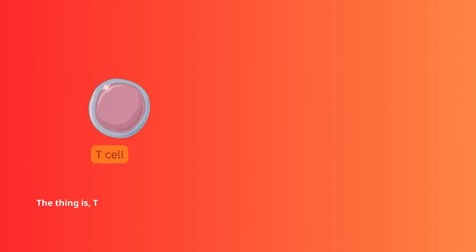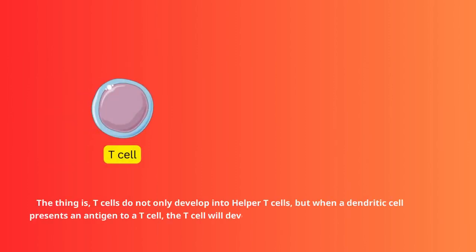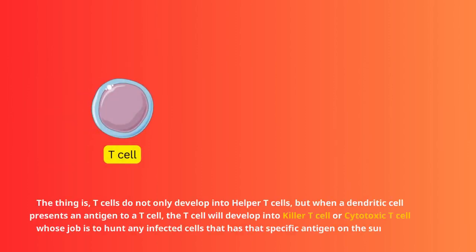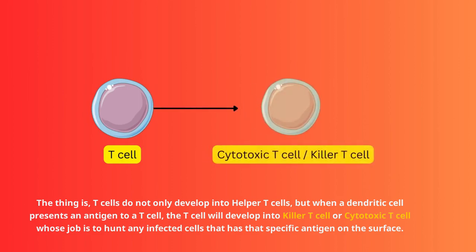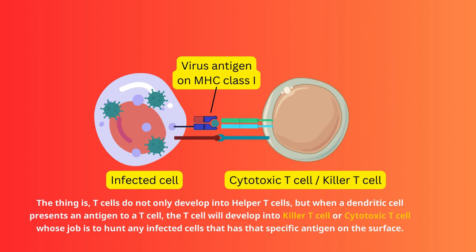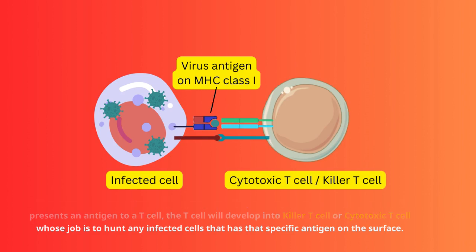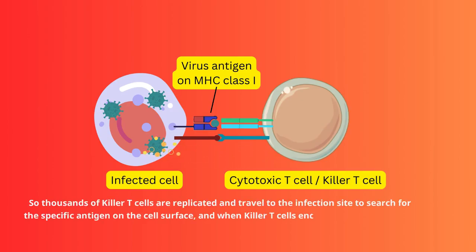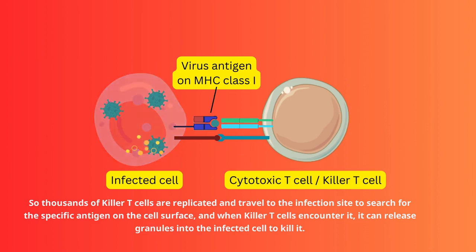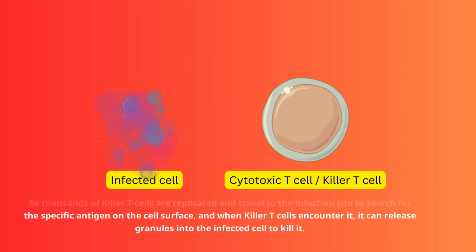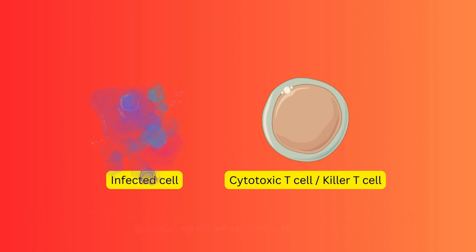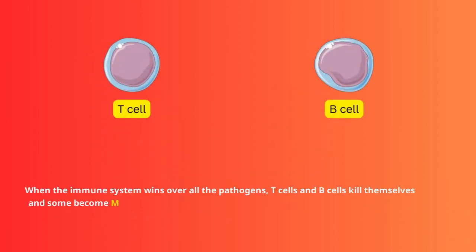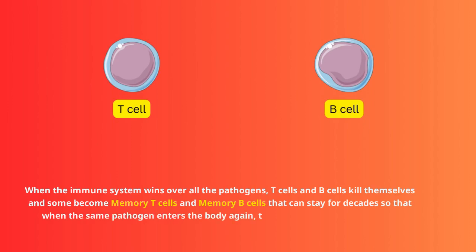its surface. The thing is, T cells do not only develop into helper T cells, but when a dendritic cell presents an antigen to a T cell, the T cell will develop into killer T cell or cytotoxic T cell, whose job is to hunt any infected cells that has that specific antigen on the surface. So thousands of killer T cells are replicated and travel to the infection site to search for the specific antigen on the cell's surface, and when killer T cells encounter it, it can release granules into the infected cell to kill it.